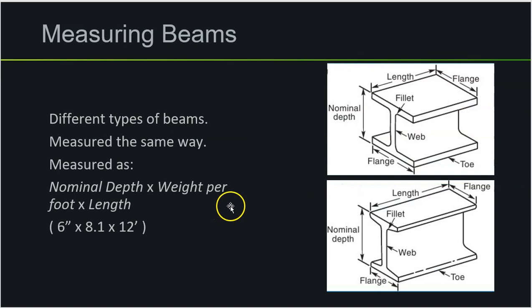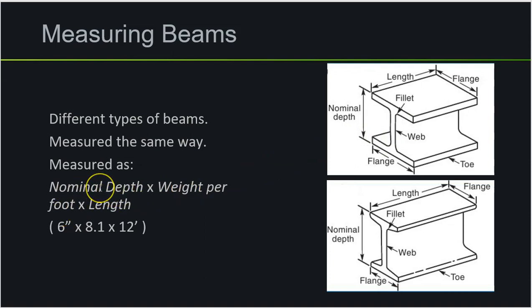And there's a couple different types of beams, and they're measured pretty much the same. So if we take the top one versus the bottom one, we can see that there are some differences in the shape, but essentially they're measured the same. So if we take the nominal depth by the weight per foot by length.